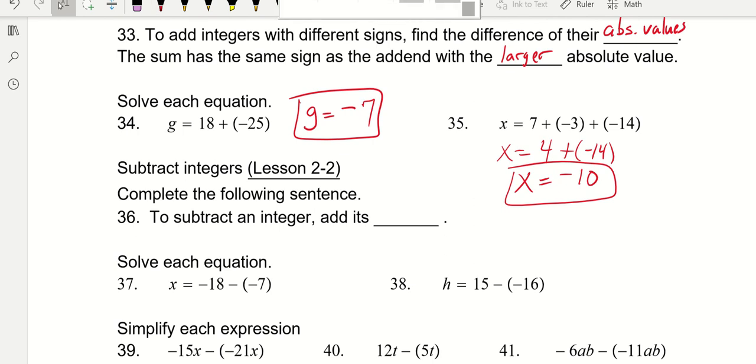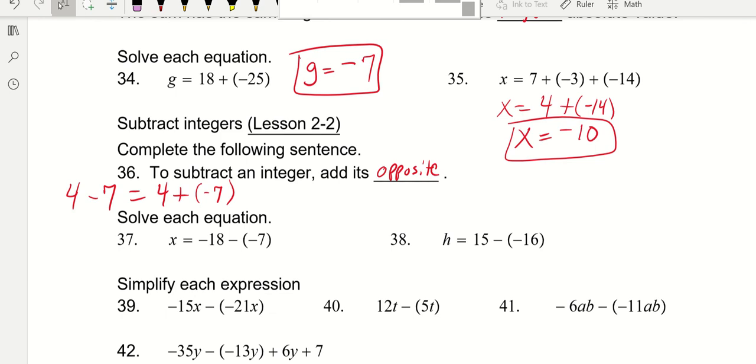36 is worded kind of funky. To subtract an integer, add its, so we're thinking about subtraction as addition. So like think about 4 minus 7. 4 minus 7 is the same thing as 4 plus what? -7. So to subtract an integer, add its opposite. Okay.